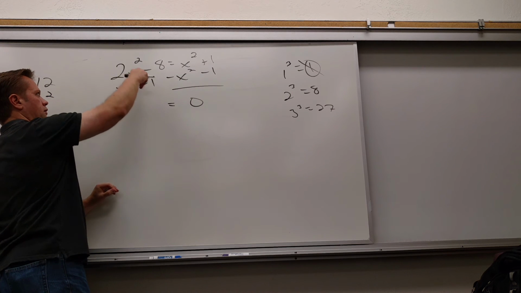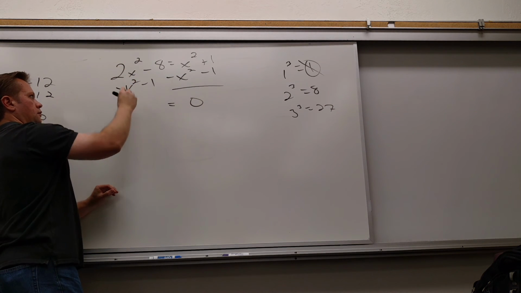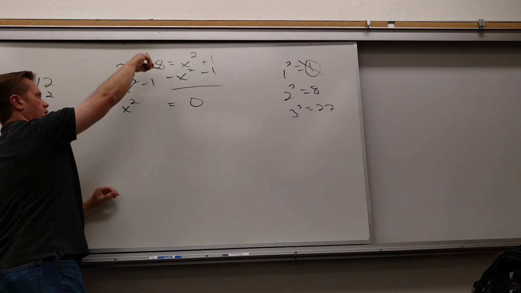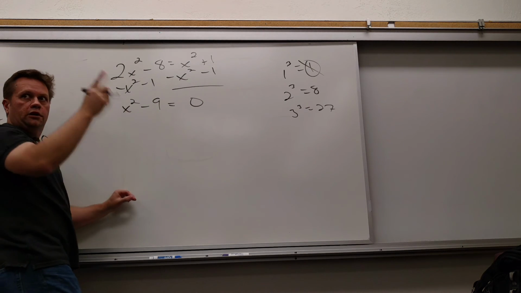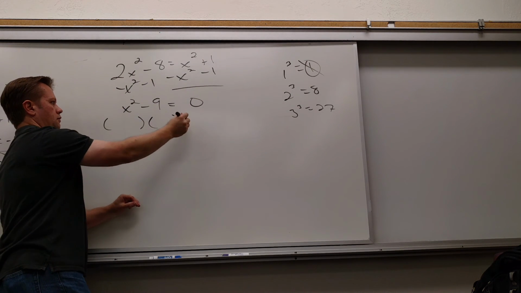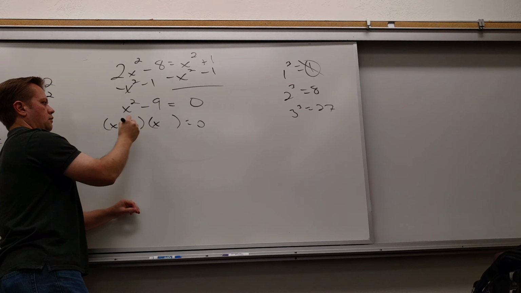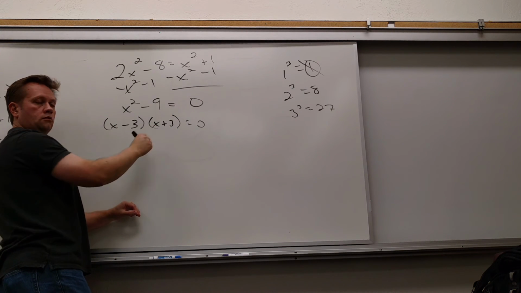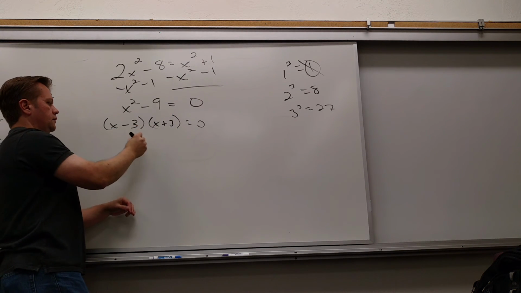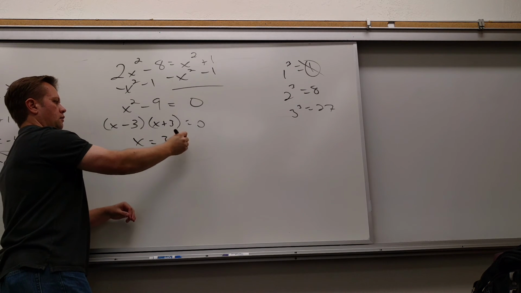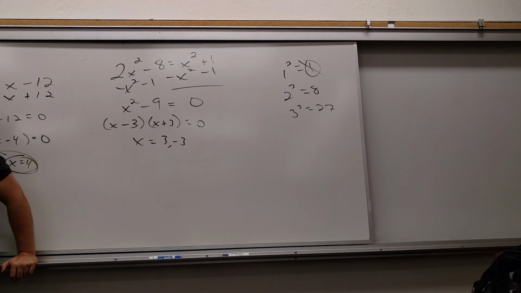So that's 0. Here I get 1 x squared minus 9. Like you said, x minus 3, x plus 3. So the next is 3 or negative 3.